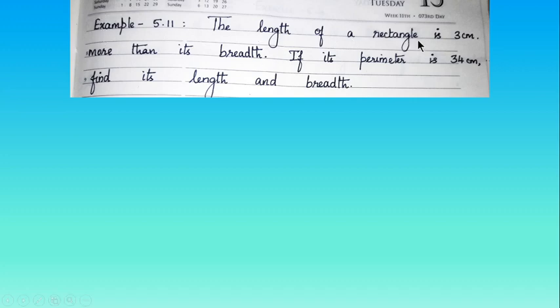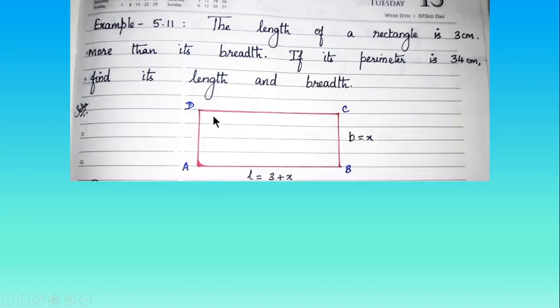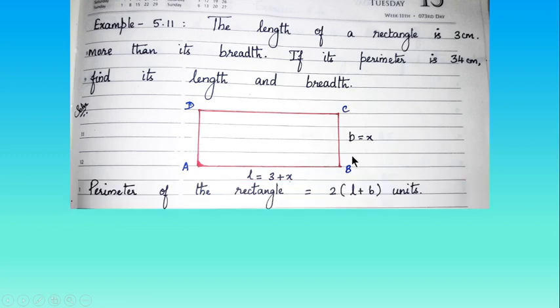The length of a rectangle is 3 centimeter more than its breadth. If its perimeter is 34 centimeter, find its length and breadth. So here we have drawn a rectangle, and here the length is taken. Here we have taken its breadth. So we know that the perimeter of the rectangle is equal to 2 into L plus B units.